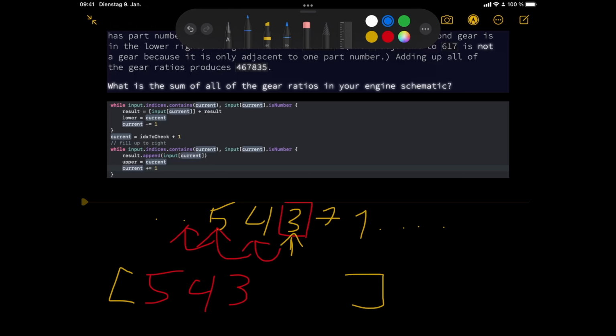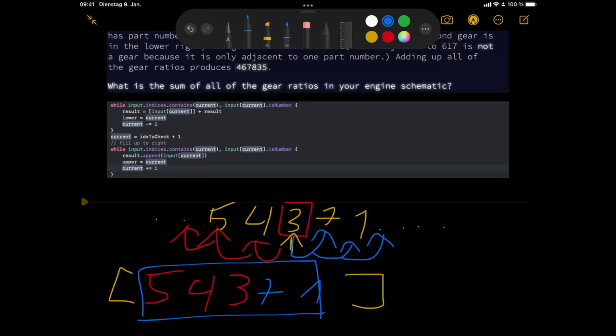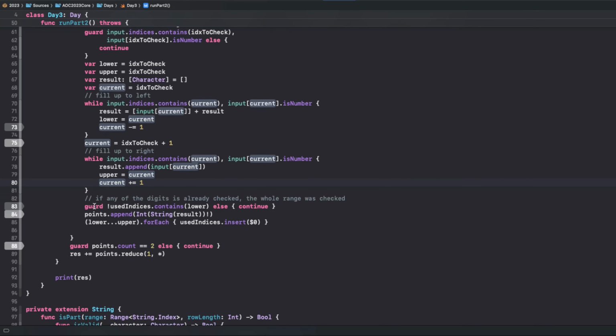So we go back to the 3, directly go to the 7. That's the index to check plus 1. We add 7 to it, we add 1 to it, and then we will see that we don't have a number again. And that way we found the number 54371. So that's a neat little trick to make sure that we get the whole number and not just match 371 or something like that. So important to note, we got 3, then we first went left and after it we went right. One other important step is that we keep track of the numbers we've already seen.